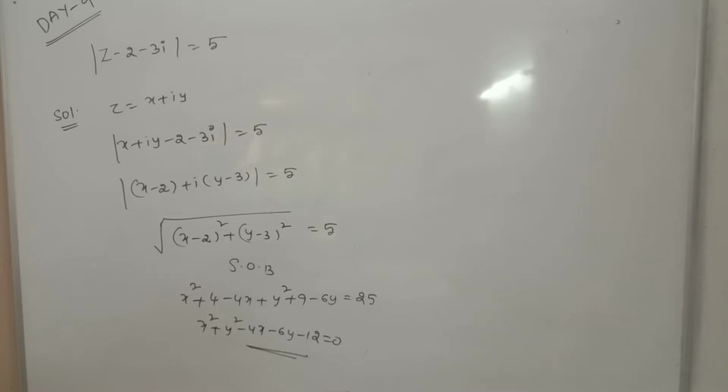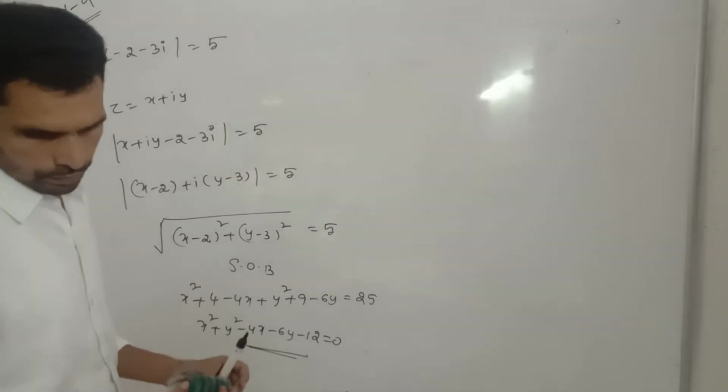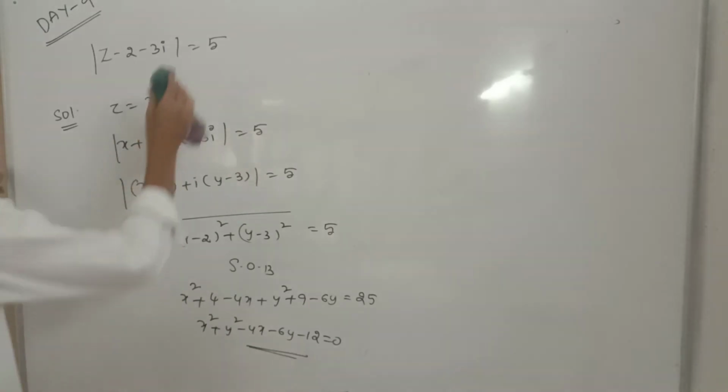Next one. Imaginary part of z square is equal to 4. Third problem.